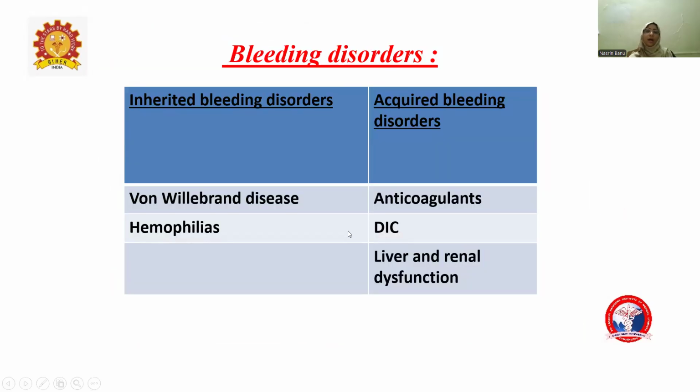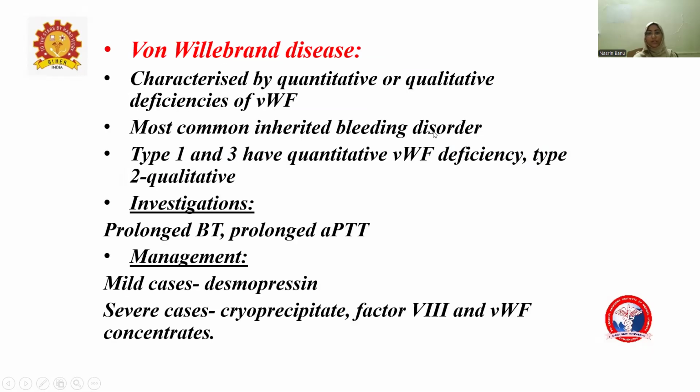So, bleeding disorders are classified into inherited bleeding disorders and acquired bleeding disorders. Inherited bleeding disorders include von Willebrand disease and hemophilias, whereas acquired bleeding disorders include liver disease, DIC, that is disseminated intravascular coagulation, patients with liver and renal dysfunction, and patients who are receiving anticoagulants. This all comes under acquired bleeding disorders.